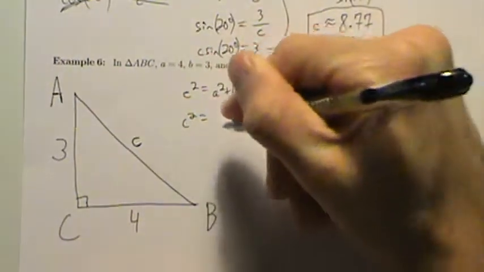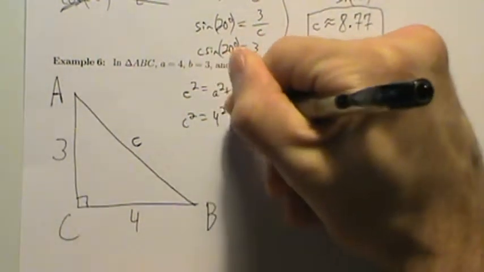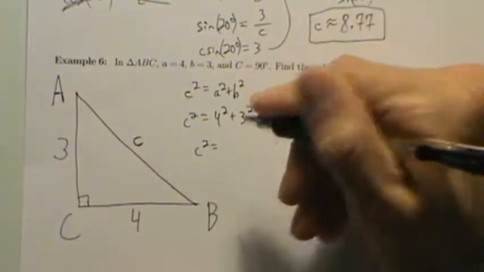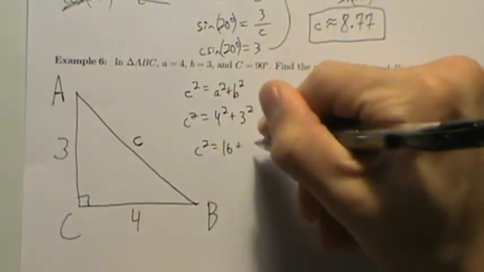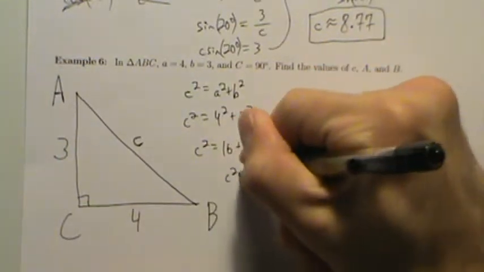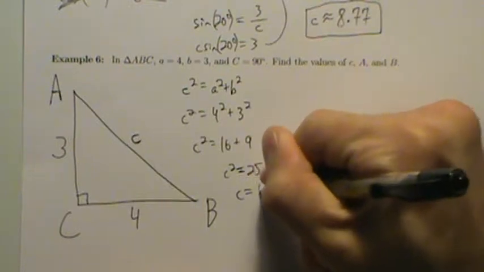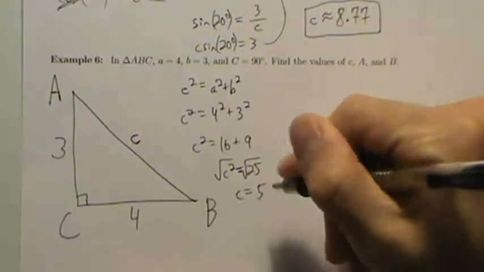So c squared equals 4 squared plus 3 squared. 4 squared is 16, 3 squared is 9, so c squared equals 25. If c squared is 25, then c is 5, right? Take the square root of both sides and we just get c equals 5.